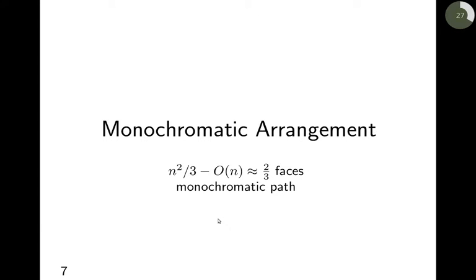So we start with the monochromatic case, monochromatic arrangements. Here the result is that we get n squared divided by 3 minus some lower order term as the length of the longest path. This is 2/3 of the faces. So for us, really the interesting part is only that these are 2/3 of all the faces. Okay, let's see how we do this.